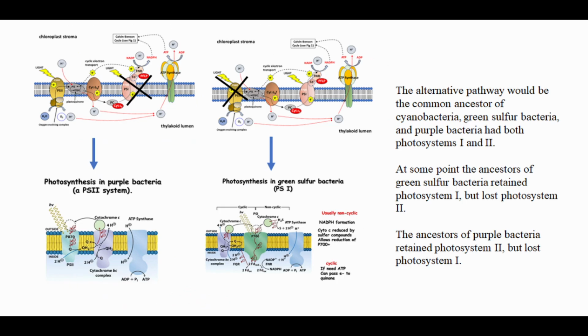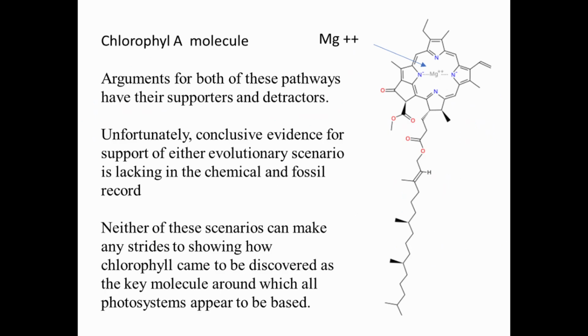The alternative pathway would be that the common ancestor of cyanobacteria, green sulfur bacteria, and purple bacteria had both photosystems 1 and 2. At some point, the ancestors of green sulfur bacteria retained photosystem 1 but lost photosystem 2. The ancestors of purple bacteria retained photosystem 2 but lost photosystem 1. The ancestors of cyanobacteria retained both photosystems 1 and 2. Arguments for both of these pathways have their supporters and detractors. Unfortunately, conclusive evidence for support of either evolutionary scenario is lacking in the chemical and fossil record.